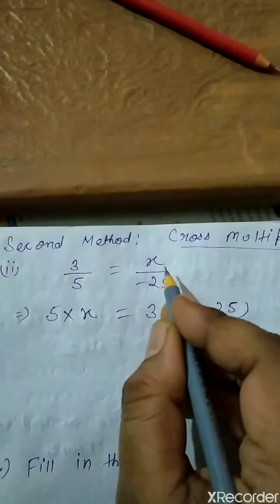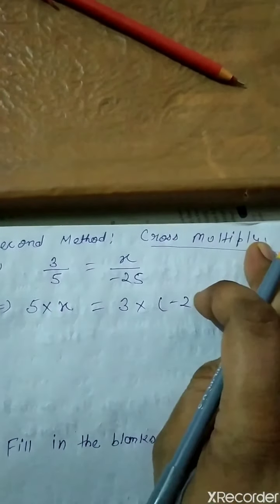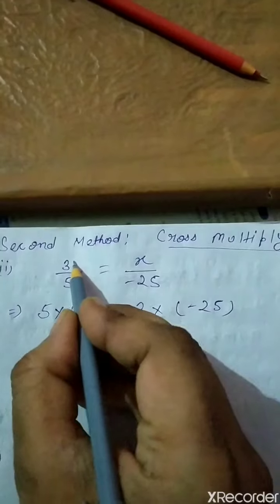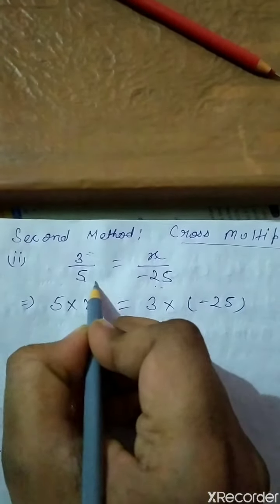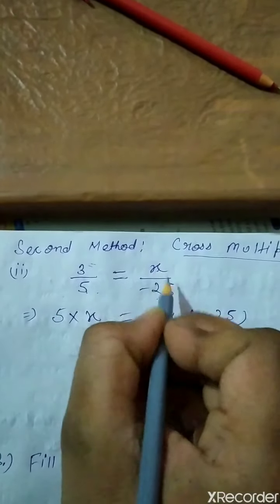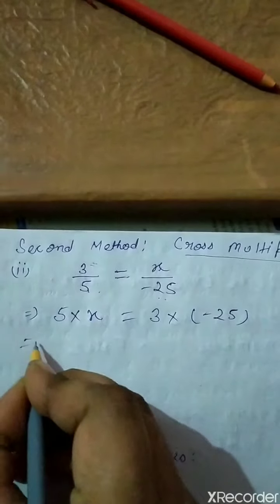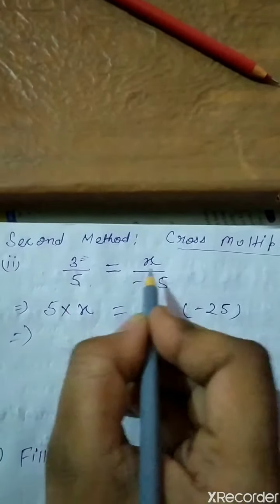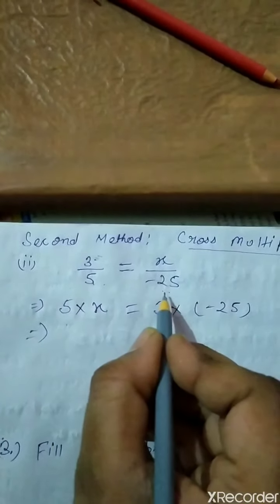Now a similar question, find the value of x, you can solve by the cross multiplication method. The numerator and denominator cross-multiply, and the other numerator and denominator cross-multiply. If these two rational numbers are equal, then the cross multiplication results are also equal. So 5 into x equals 3 into minus 25.